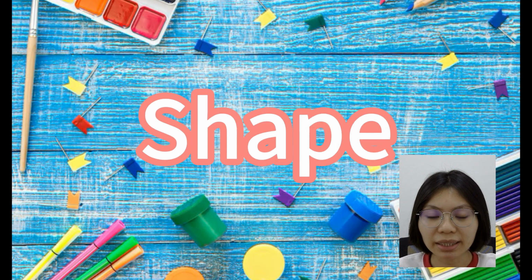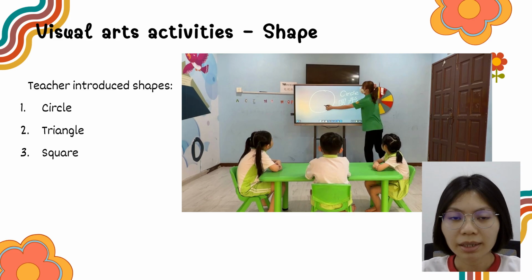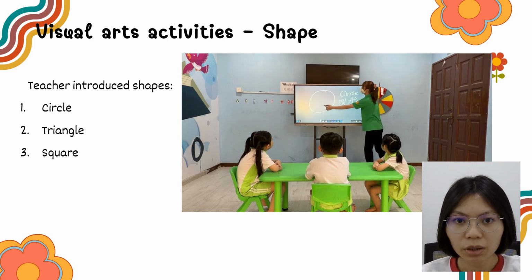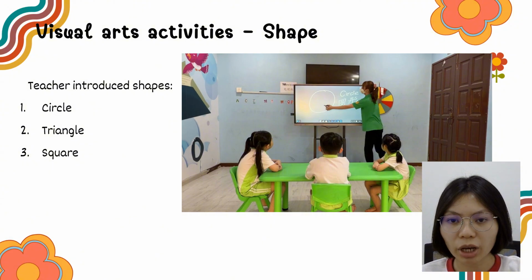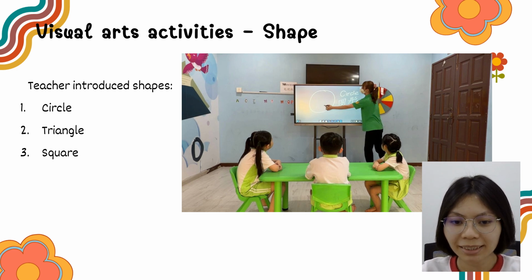The second activity is shape. The teacher will show the children basic shapes such as circles, triangles, and squares. Children will be guided to choose a shape, walk on the corresponding shape on the floor, and match it with a cut-out shape of A4 paper. This helps children recognize, compare, and match shapes in a fun and active way.